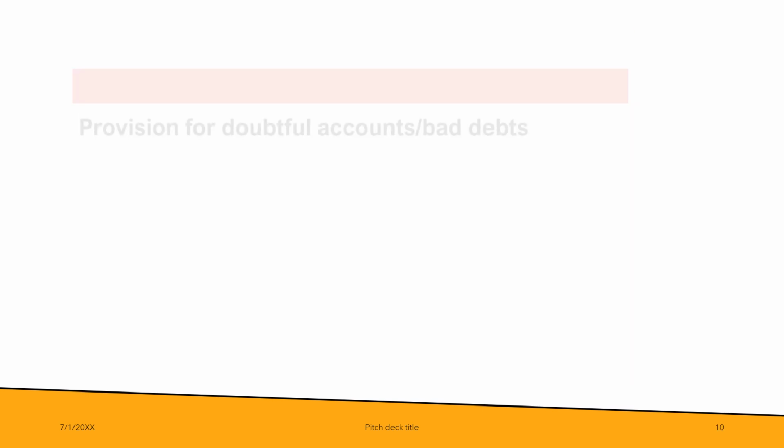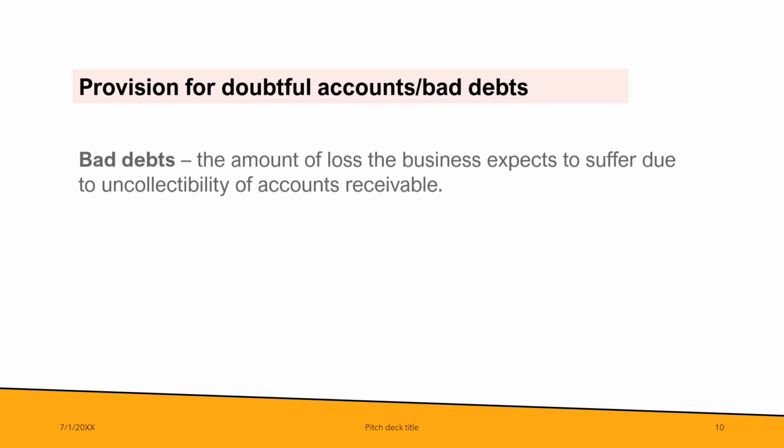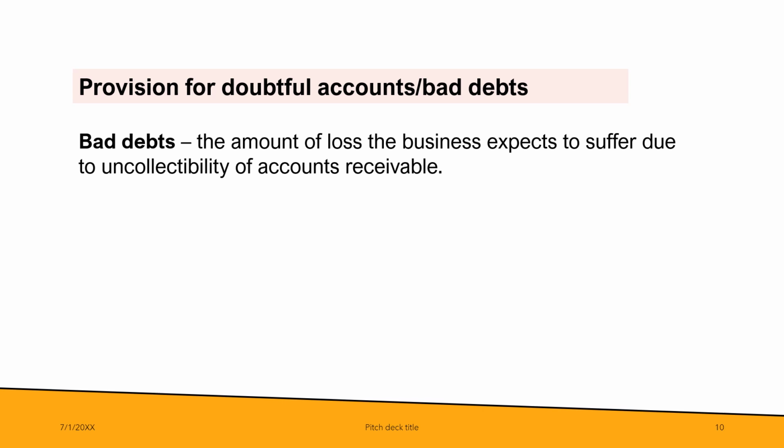Next adjusting entry is related to provision for doubtful accounts or bad debts. As mentioned, bad debts or doubtful accounts are the amount of loss the business expects to suffer due to uncollectability of accounts receivable. And usually, the entity estimates the doubtful accounts or bad debts.